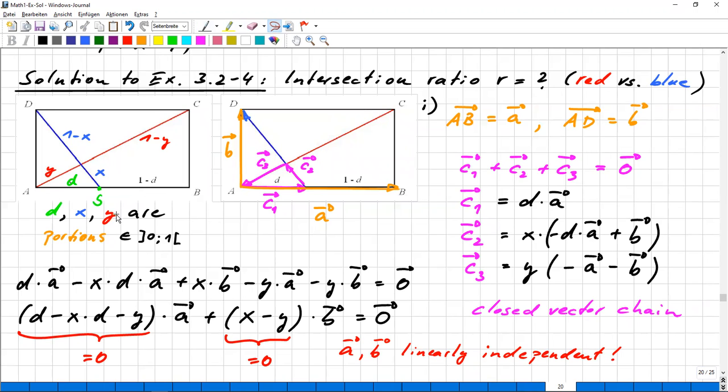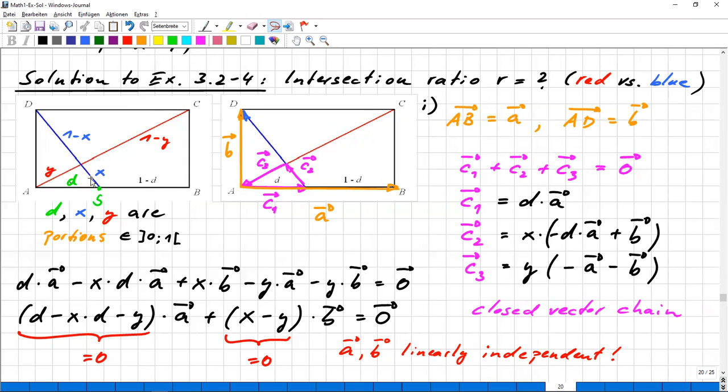On the other hand, X and Y will quite surely not be equal to D. This is almost visible by the naked eye, okay? But how do we do it? If I call this one X, which should be a portion, then the other portion will be 1 minus X. This one I call Y, and the other one will be 1 minus Y. So I chose them in a way that the smaller ones are called D, X, Y, and the longer ones are called 1 minus D, 1 minus X, 1 minus Y. That's it. I think it's quite obvious.